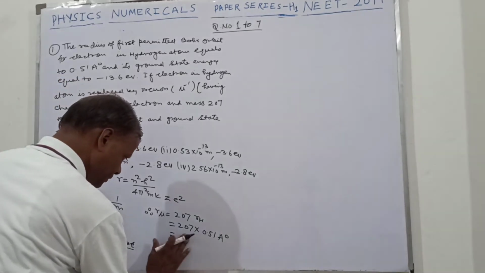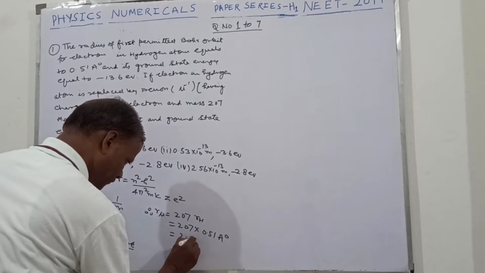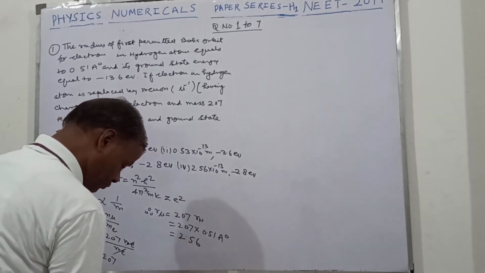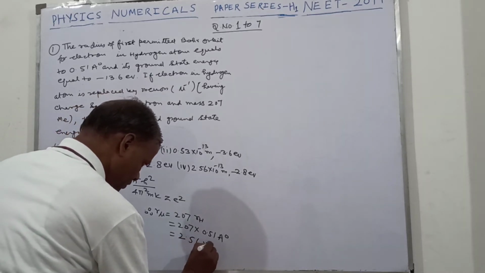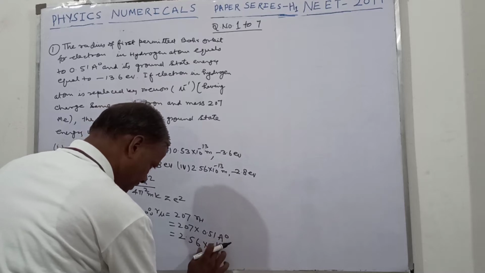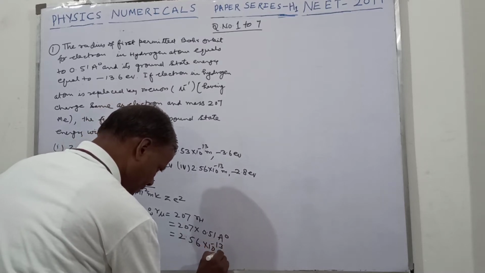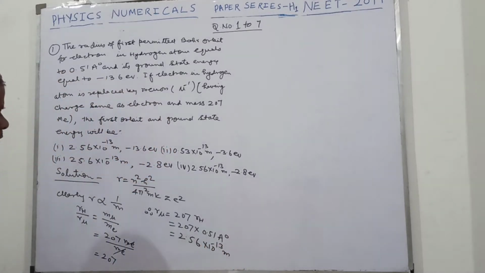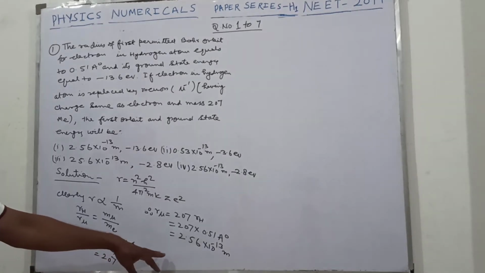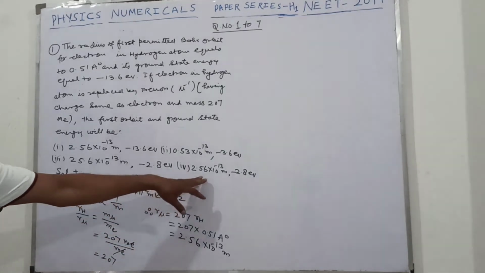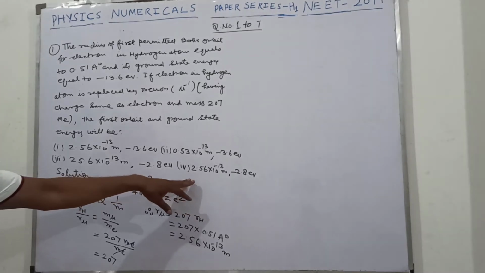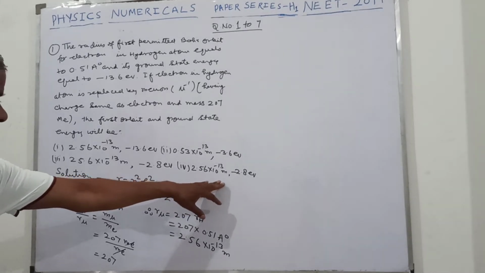This is 2.56 into 10 raised to the power minus 13 meter. So 2.56 into 10 to the minus 13 is now coming here.